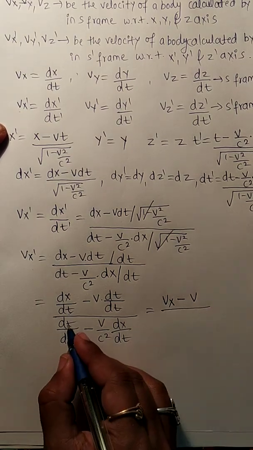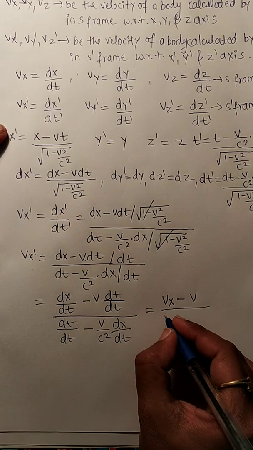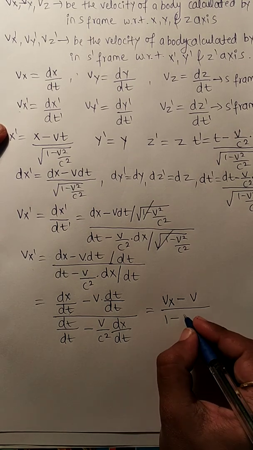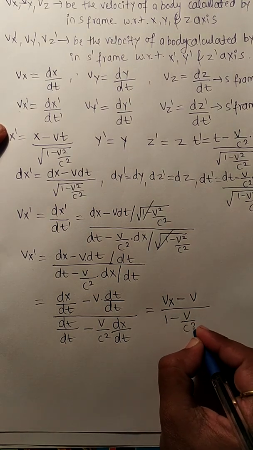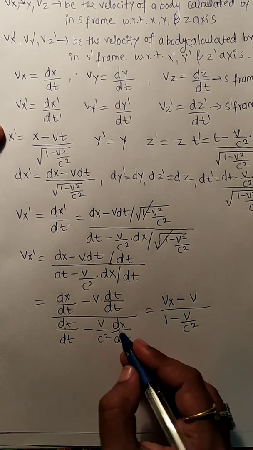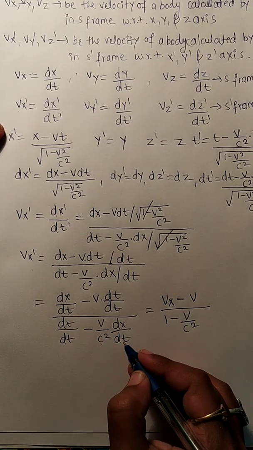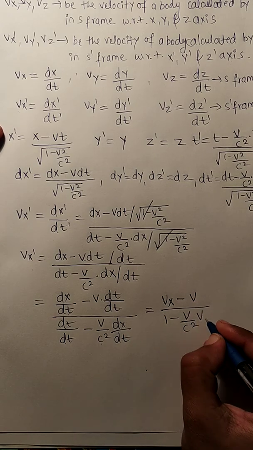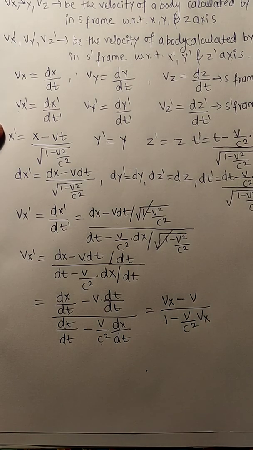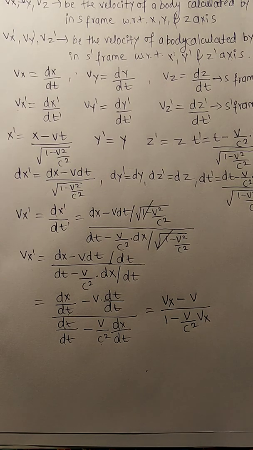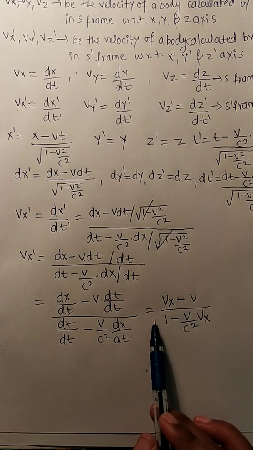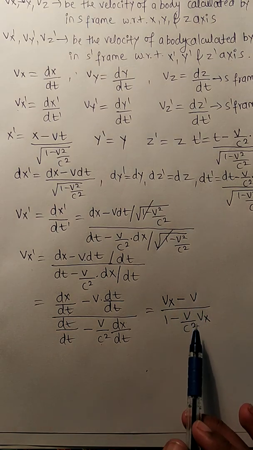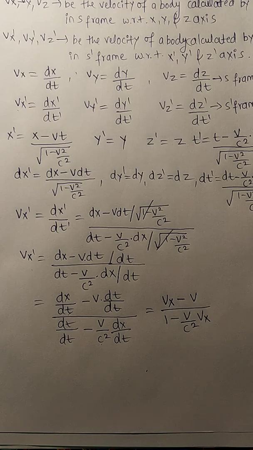Whole divided by, again dt by dt is there. If they cancel, you get 1. Minus phi by c square as it is, phi by c square, and again the dx by dt value becomes phi x only. Understood? So phi x dash is equal to, we got the equation, phi x minus phi whole divided by 1 minus phi by c square into phi x. So this is the phi x dash value.